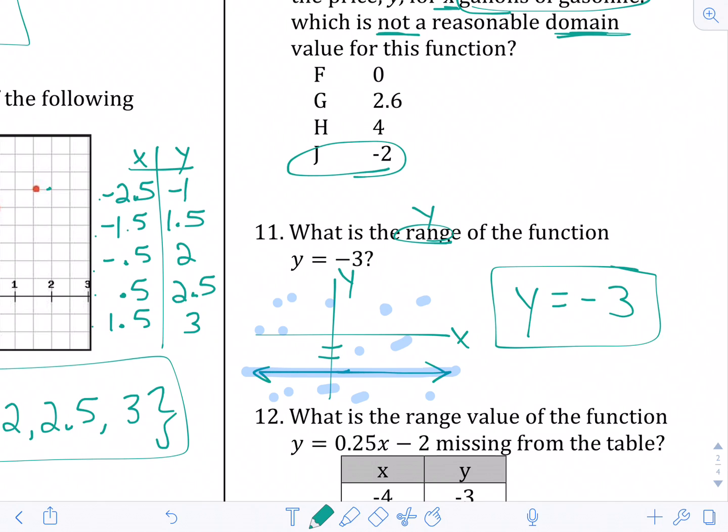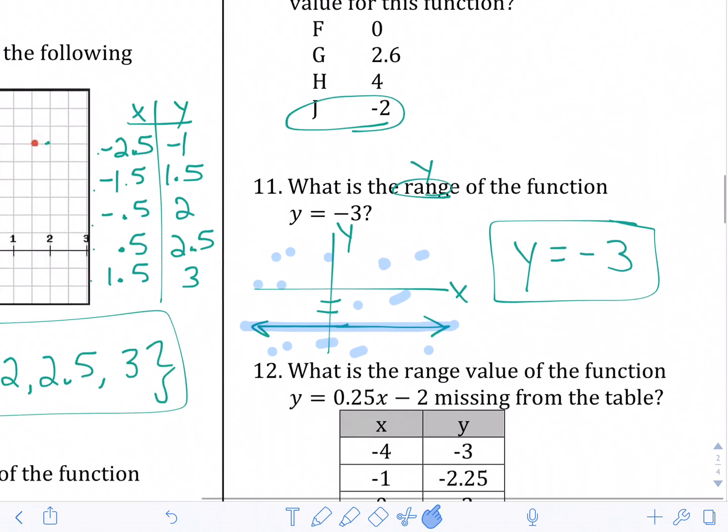Now if it asks for domain, domain would be all real numbers because you have every x value on that line.